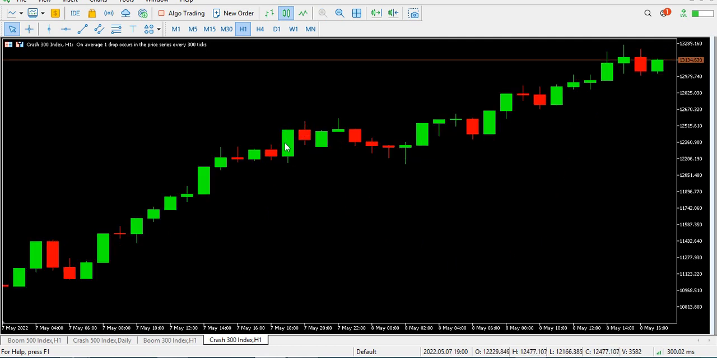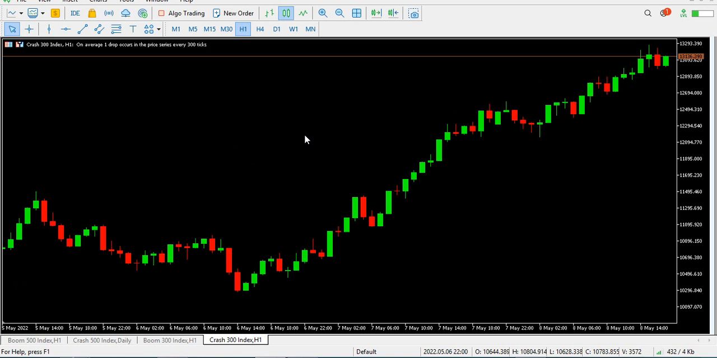This is a bullish candle right here. This green candle is a bullish candle, and you can see that the wick is green. This is a bearish candle right here, this red. I think we understand it that way.